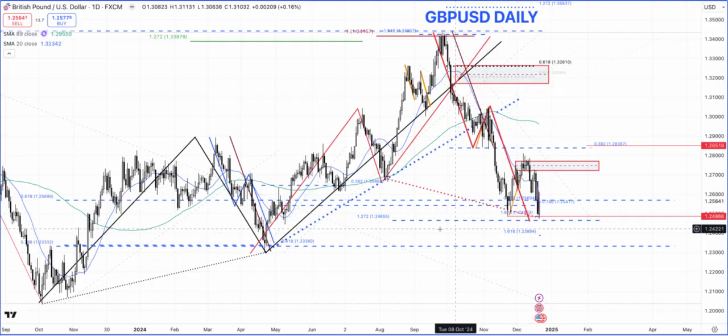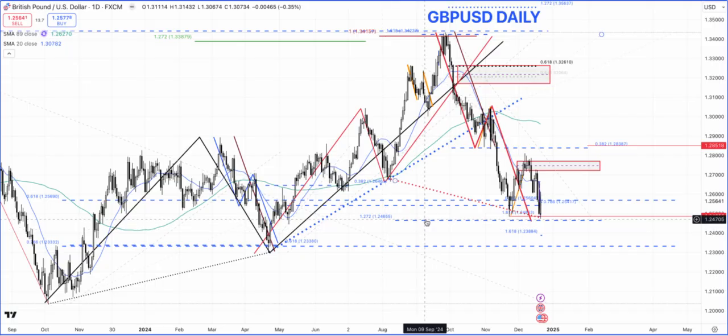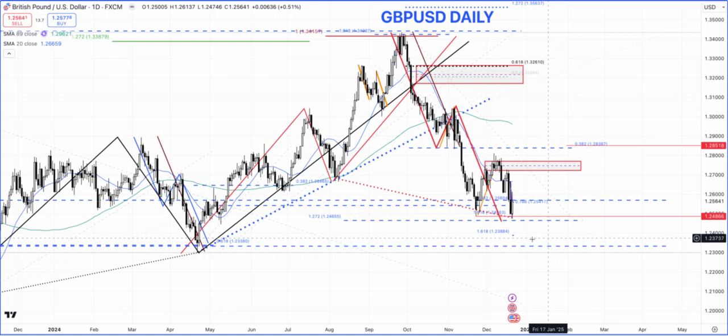We have the 78.6 here nearby, quite close. We have the 61.8% retracement as well, and then this has the potential, the ABCD of course, so this has a potential for a double bottom.